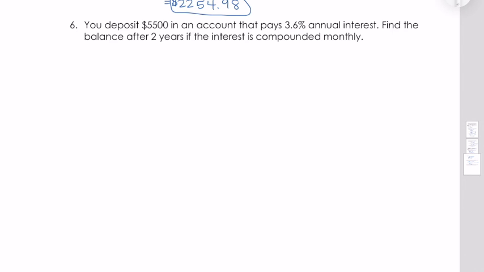Alright, last one, and then I do a homework problem as well, so stay tuned for that, because you need to know how to do that one for your homework, and it gives you a free answer.